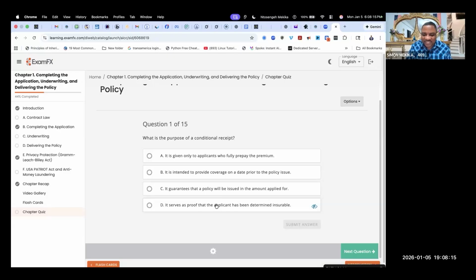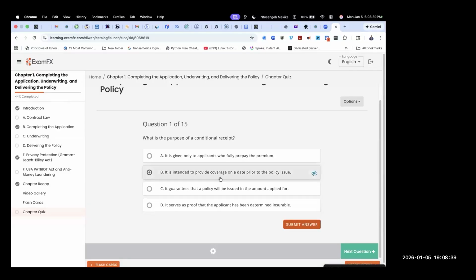D should be eliminated. Let's eliminate D and A first, so that we'll go fast. Then, what else? We can even eliminate D and C so that B and A are left. I'm already giving you the answer, so please choose the answer quick. I want you to come to the real answer: it is intended to provide coverage on a date prior to the policy issue.